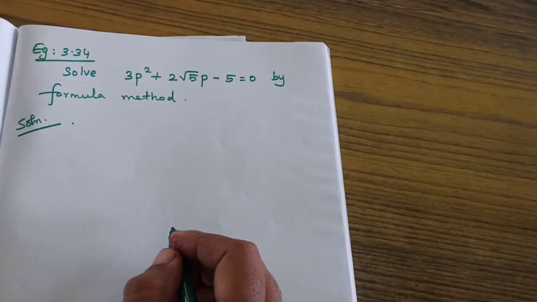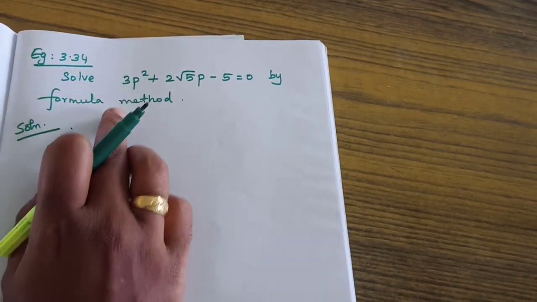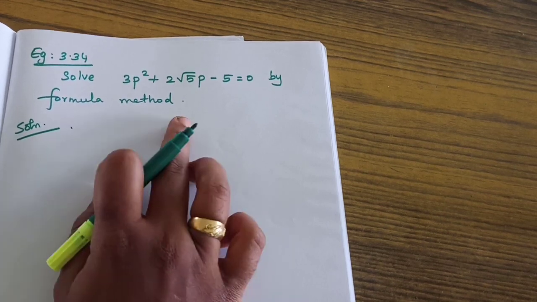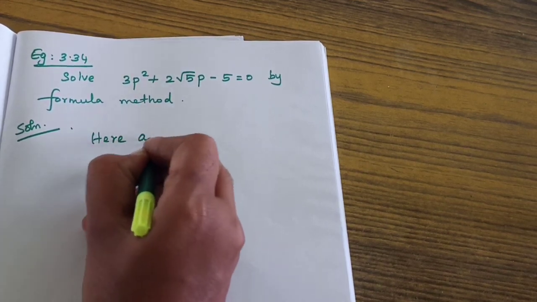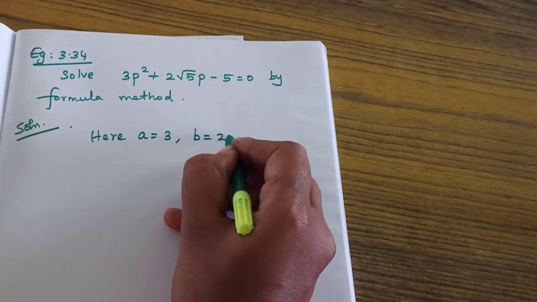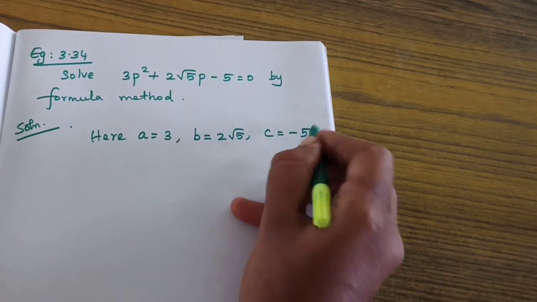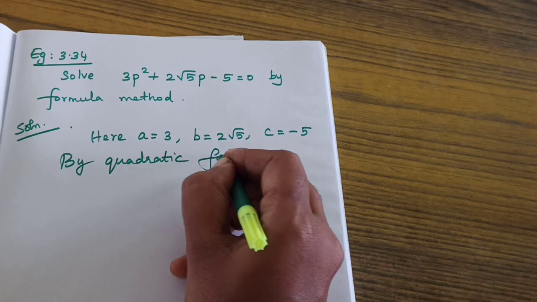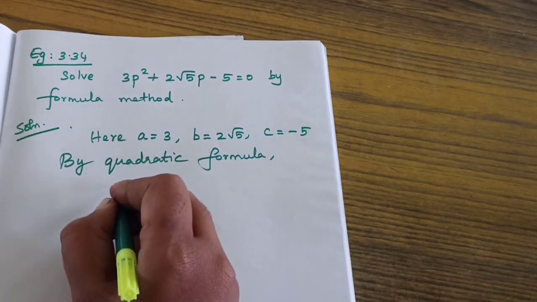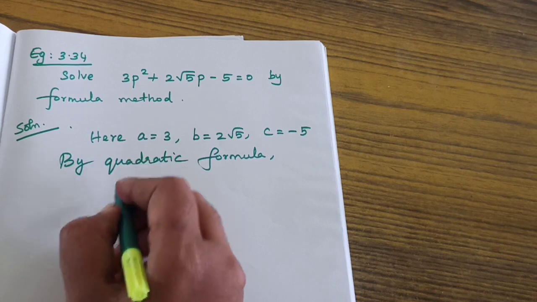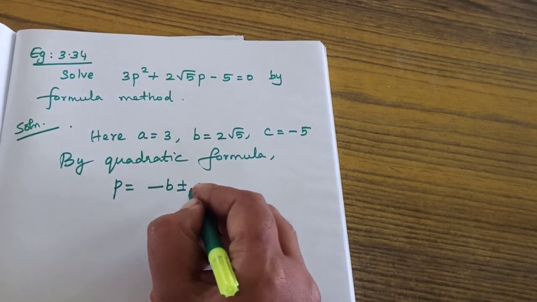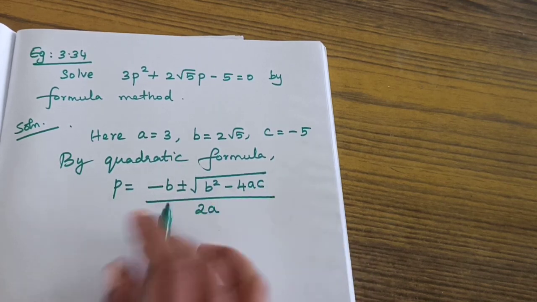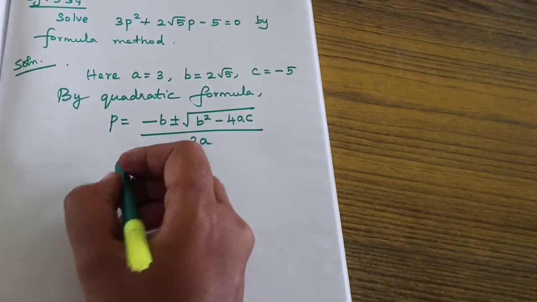Got it? Okay, listen dear students, example 3.34, solve this one by formula method. Question itself they asked to find using the formula method only. So here a is equal to, what is the value of a? 3, b is 2 root 5, c is minus 5. So by quadratic formula, tell the formula. Here normally we will write x equal to, but here the variable is p. So p is equal to minus b plus or minus square root of b squared minus 4ac, the whole divided by 2a. Don't skip it, whole divided by 2a.